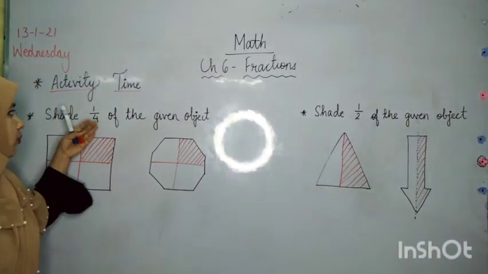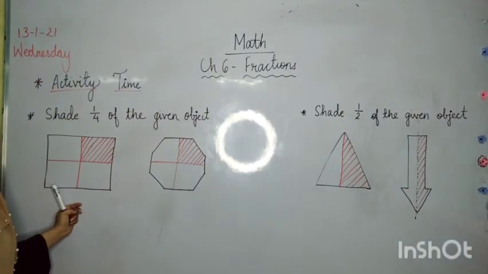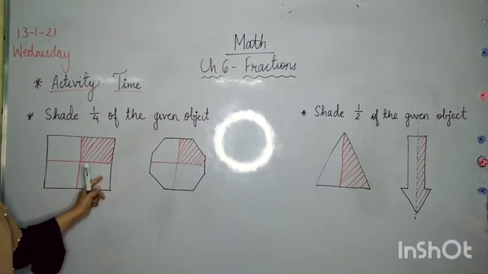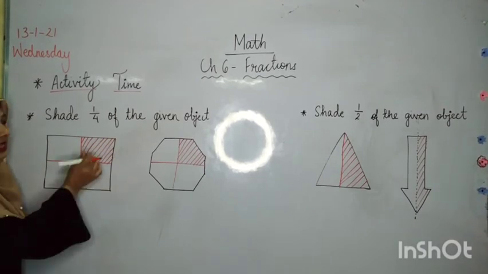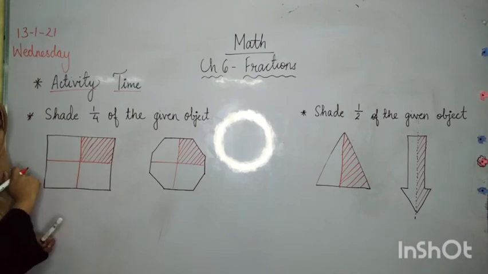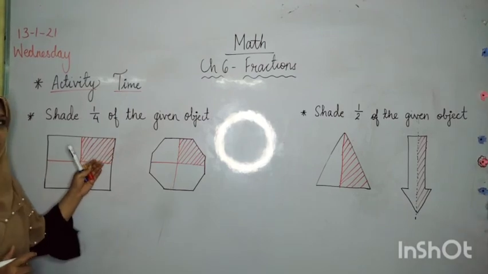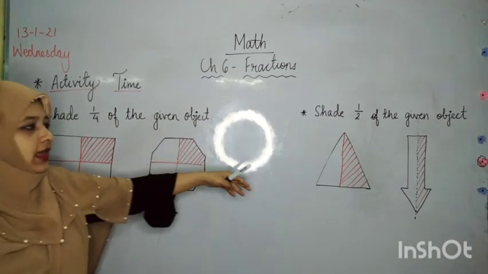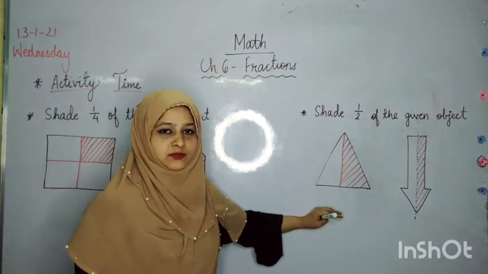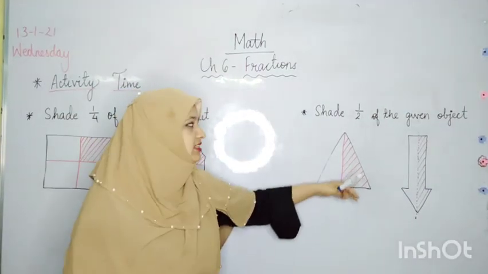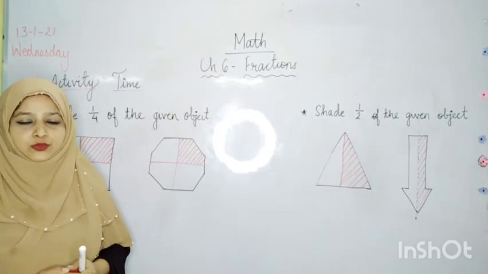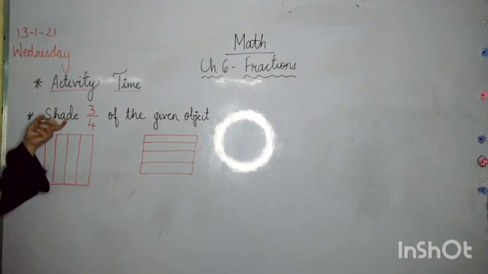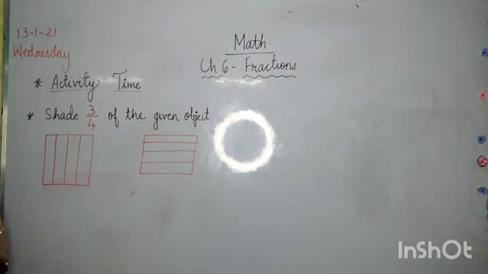This is called 1/4 of the given object. When we divide the object into 4 equal parts and color only one part from those 4 parts, it is called quarter, that is 1/4. And when we divide one whole object into only 2 equal parts, that is called half. Now let's move to a 3/4 one. Now this says shade 3/4 of the given object.